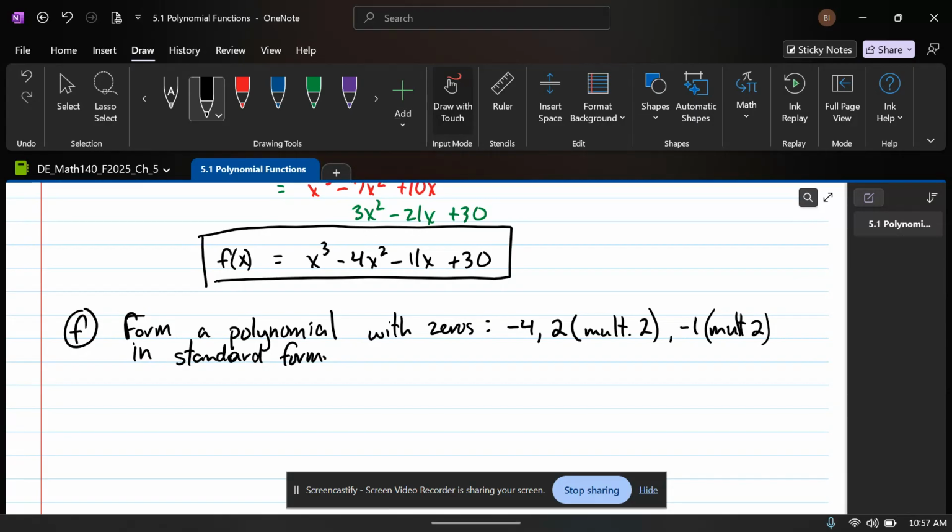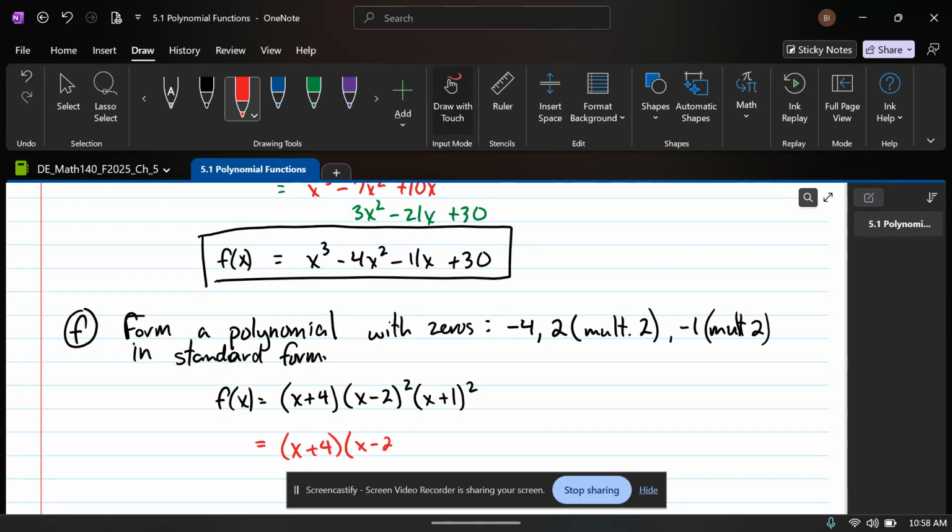So what are my factors for this polynomial? X plus 4, x minus 2 squared, x plus 1 squared. All right, so there's factored form. Now, multiplying that out. As the great Johnny Cash song says, you build it one piece at a time. And it didn't cost me a dime.